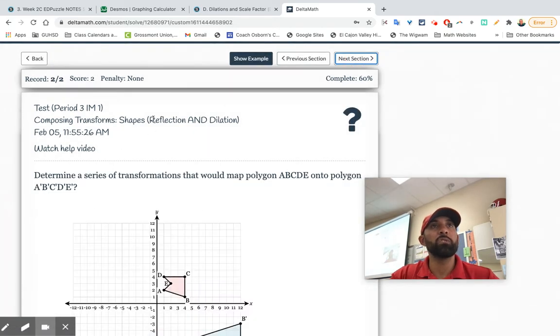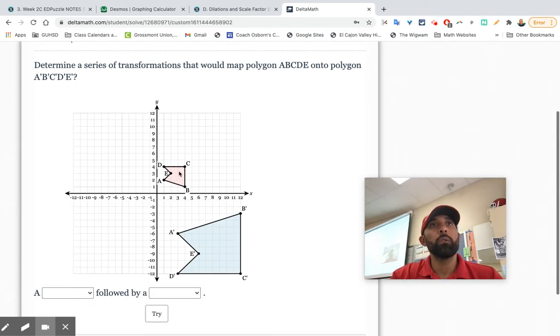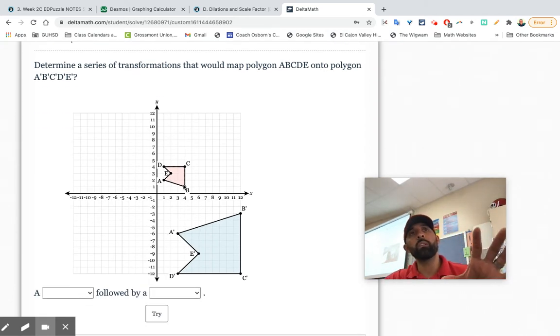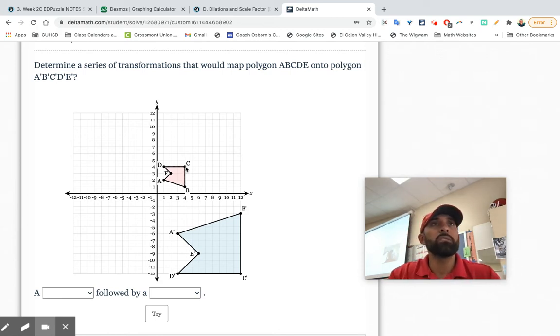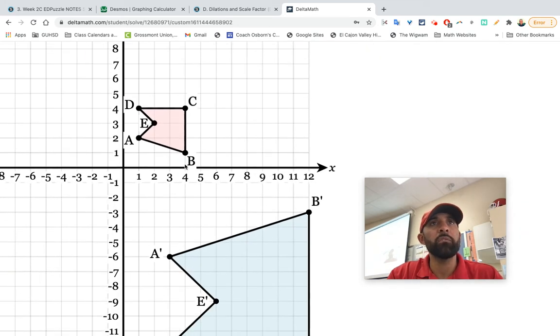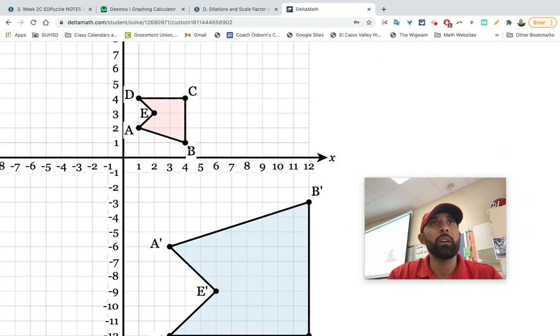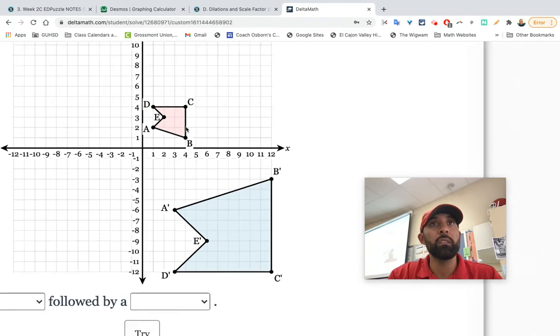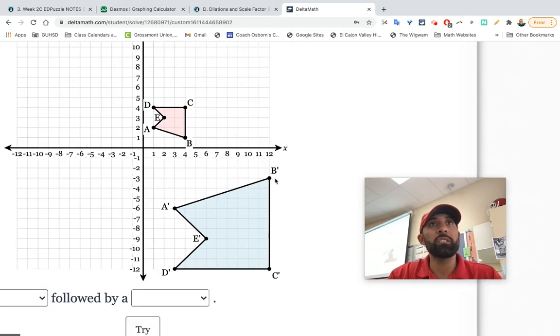The next section is reflections. Remember, reflections mean you're going to flip something. Again, we want to look at the shape and figure out the scale factor first. Let's start with side BC here, and it's 3. I want to make sure I go to the same side over here, and BC is right here.